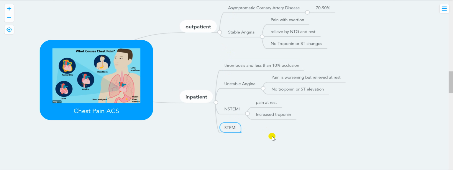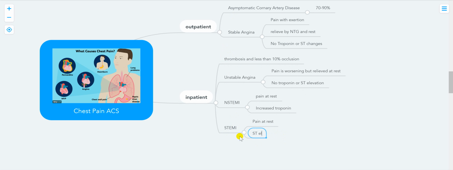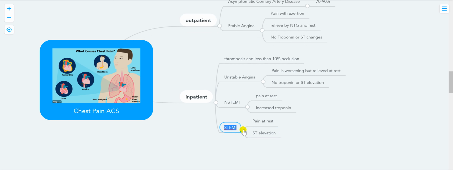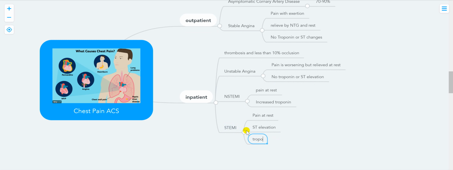So what is the difference in STEMI? Still the same thing: pain at rest. Then we have ST elevation. That's the only difference. What else do we have? Troponin: we may or may not have it, so troponin plus or minus. So these are the inpatient syndromes.